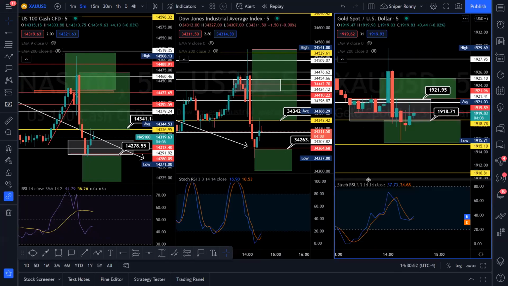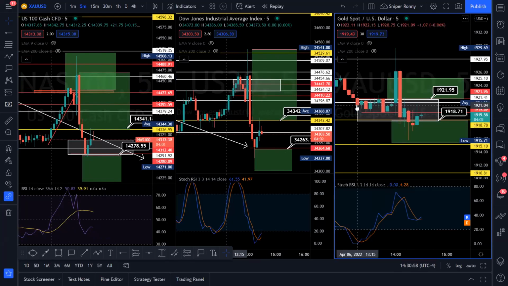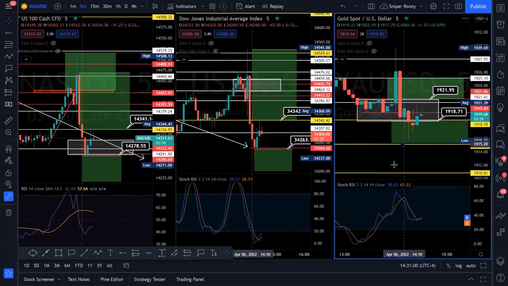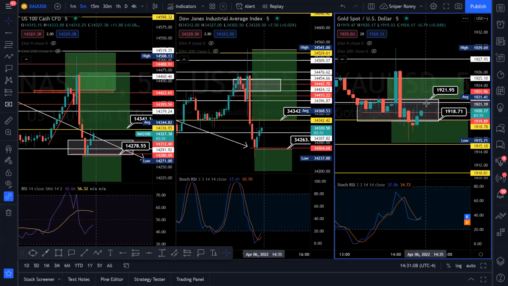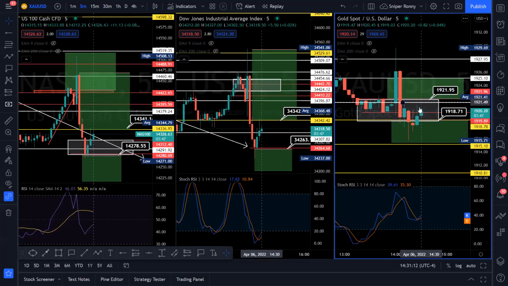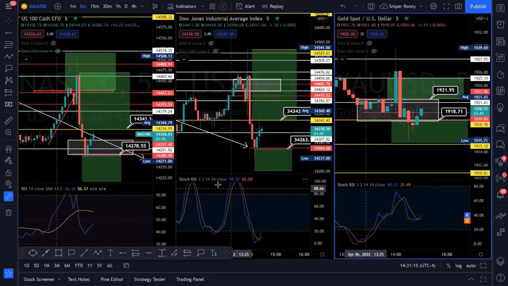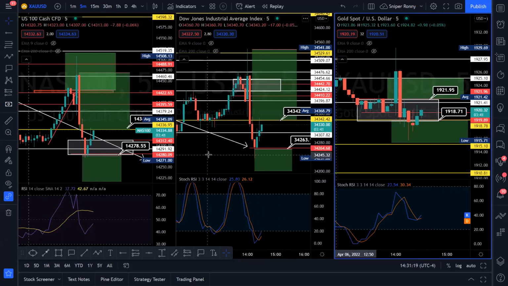Divergence on the gold. Yeah, so this is using stochastic. You can see how the price came down, making the lower low, and stochastic is starting to increase from the bottom. So there is a little bit of bullish divergence with stochastic as well. So even gold too, watch for 1922, watch for this break. And then maybe we can come and fill this area if you're trading gold. I'm watching NASDAQ over here and US30.